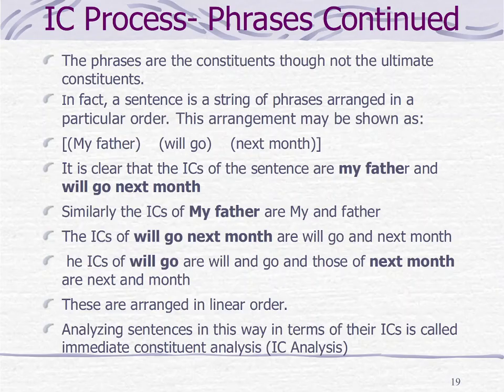Now again, will go and next month are phrases made up of two words. They can further be split into two. So ICs of will go will be will and go, and those of next month will be next and month. And all these, when put in a linear particular order, form sentences. So analyzing sentences in this way, in terms of their immediate constituents, is called immediate constituent analysis.